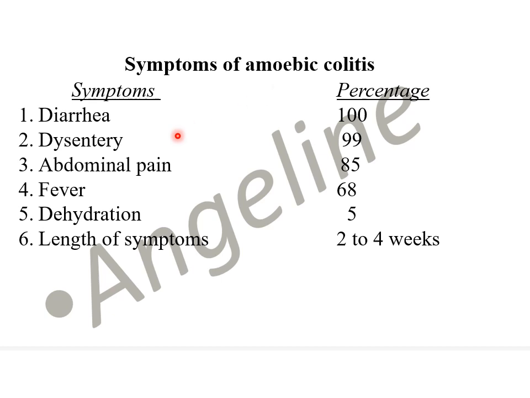Symptoms of amoebic colitis: 100% will have diarrhea. When it is colitis, we are not talking about amoeboma, which may or may not have mucus discharge or diarrhea. But when we are talking about colitis, 100% will have diarrhea and a large number will have dysentery itself. Of course, abdominal pain and other things.